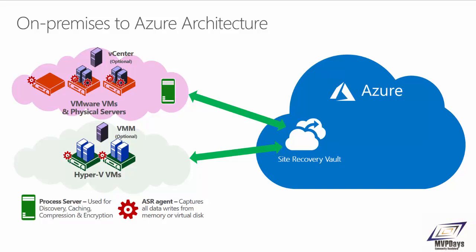While in the case of VMware or a physical server environment, we will need to install an agent inside the guest operating system. In addition, the use of a process server is required on premises, which will convert on the fly your data from either the VMware disk format or from your physical disk format to VHD. The process server will then encrypt, compress, and forward the converted data up to Azure.